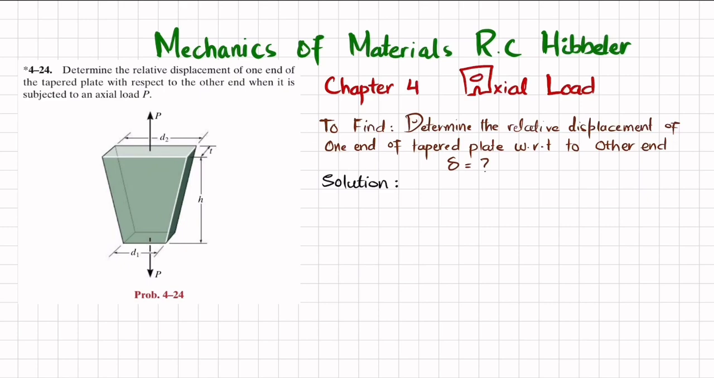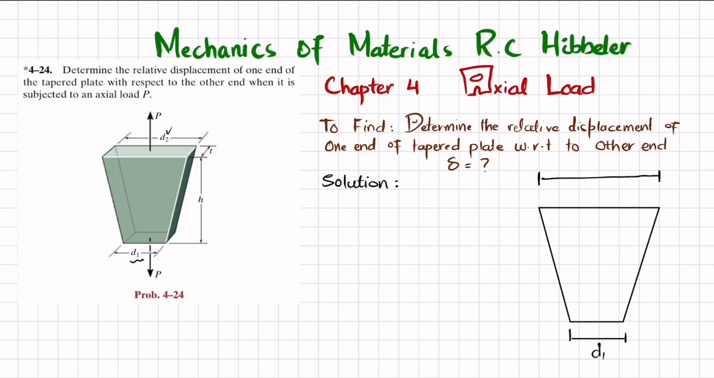So first we will draw the front view of this tapered plate. Let me draw it first and then we will discuss. You can see this width is D1, so we will write it as D1, and the upper width is D2, so this distance is D2. Total height is H, so we will write it as H.